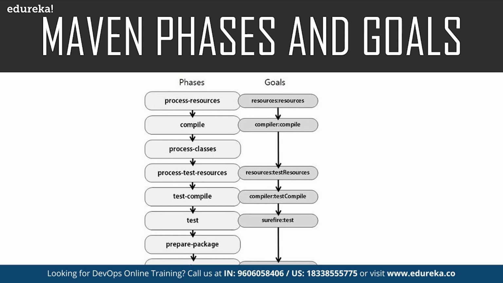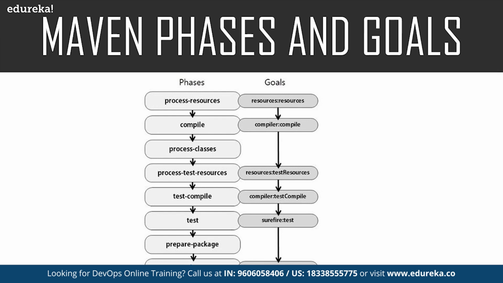Integration test is the phase in which processing and deployment of the package is needed to run the integration test. In the install phase, you install the package to a local repository, and in the deploy phase, you copy the package to the remote repository. So these were a few important phases of the default build lifecycle. Phases are executed in a specific order. This means that if we run a specific phase using a command such as mvn test, all the preceding phases before test will also be executed. For example, if we run the deploy phase, which is the last phase in the default build lifecycle, that will execute all the phases before the deploy phase as well, which is the entire default lifecycle.